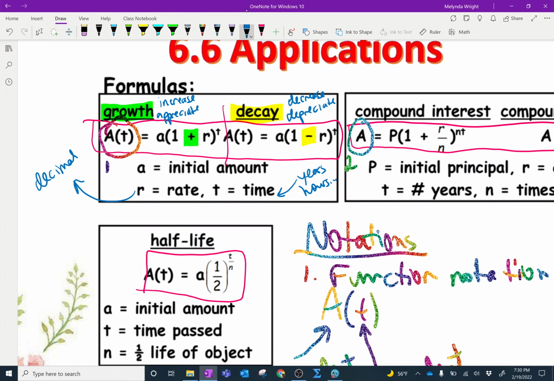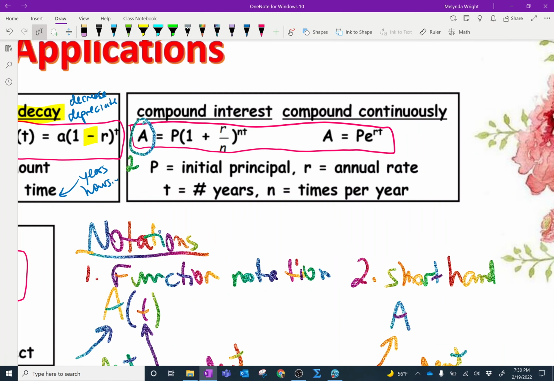Now let's look at these two. These are about money, about compounding interest. P stands for the initial principal, the beginning amount of money that you have. R is also a rate, but this is annual. You don't get to pick here. It's just annual, and this has to be a decimal. Again, not a decimal percent, a decimal. T is how many years, and N is the number of times per year that the interest is compounded.